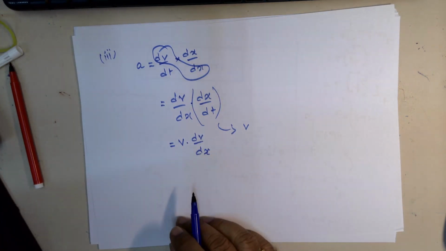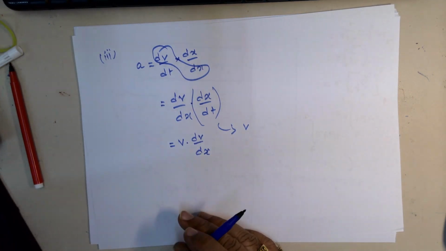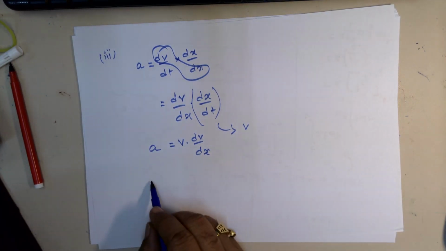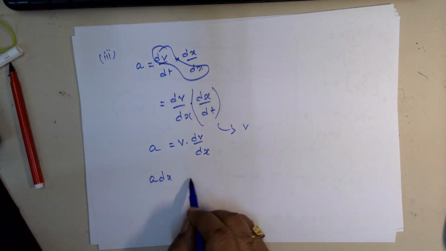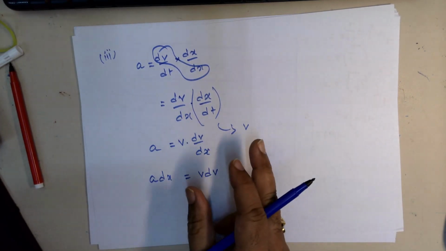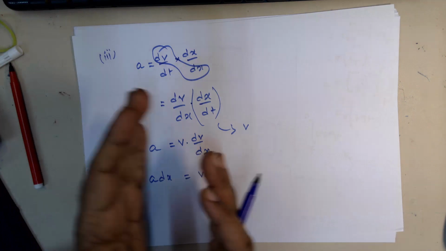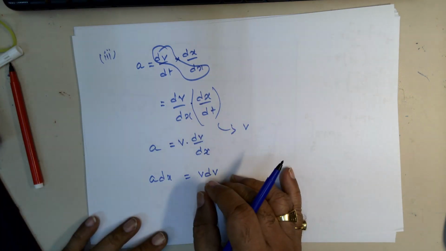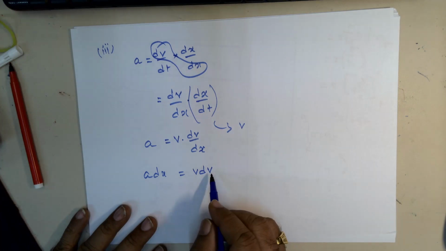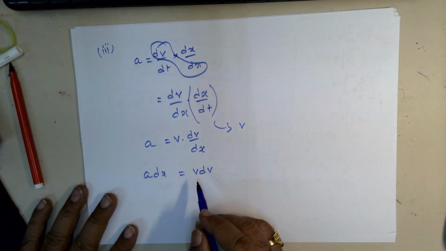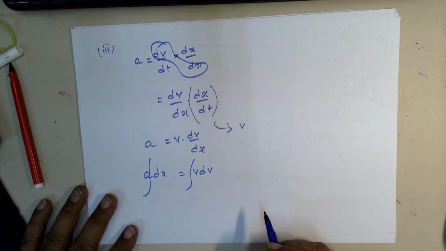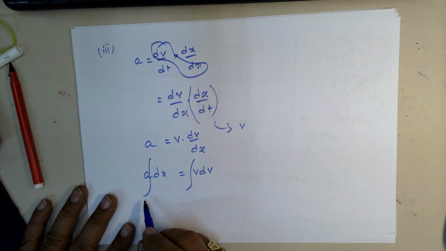Now I have got a. So bring this dx to the left side. So this becomes a dx equals v dv. Our objective is that the similar elements should be brought to one side. That is the very idea. Now this is a dx. Of course, a is constant, you need not worry about it. Now integrate between the limits.